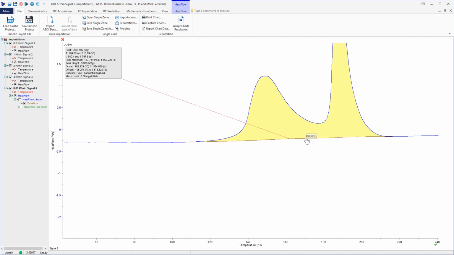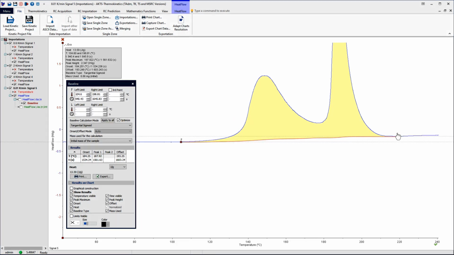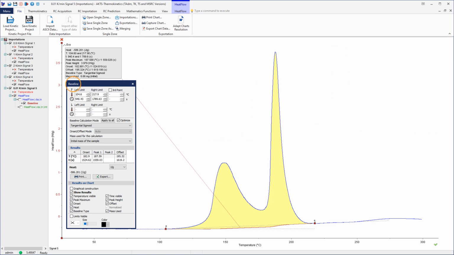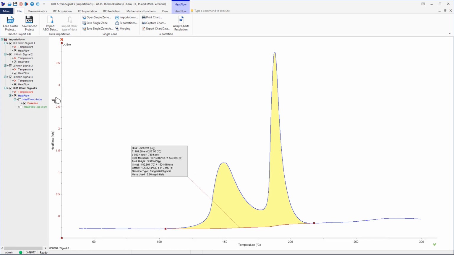To perform the manual adjustment, one must select the baseline, double-click, and change the tangents at previously chosen low and high temperatures accordingly. The tangents can be only modified if the window baseline is visible. After the final adjustment of the baseline, the window baseline can be closed.